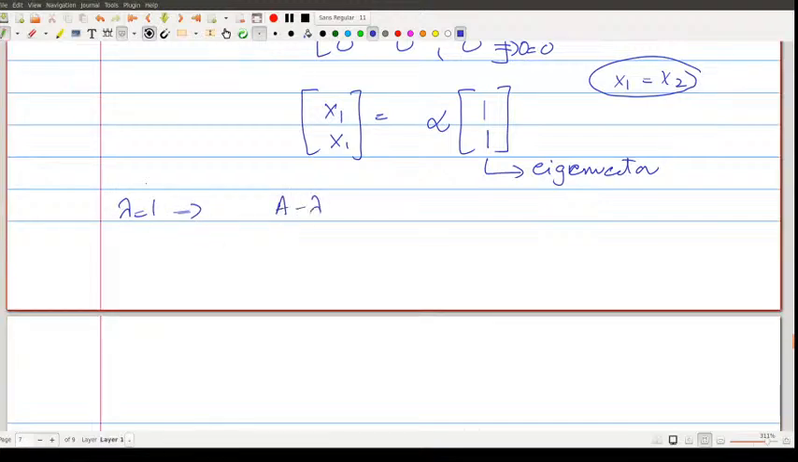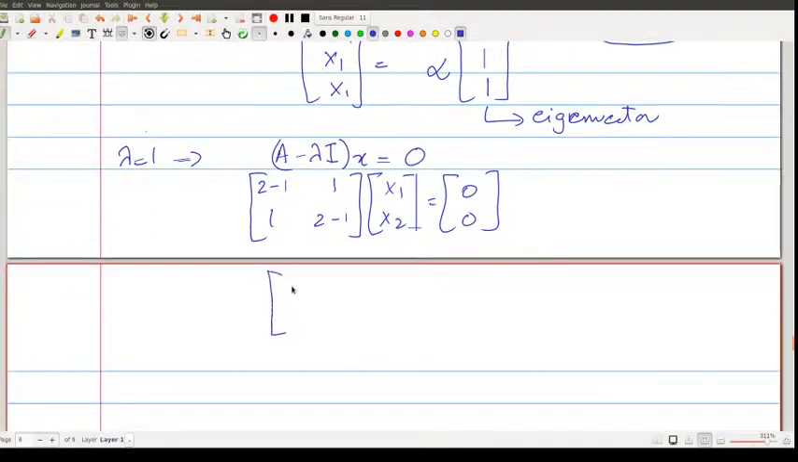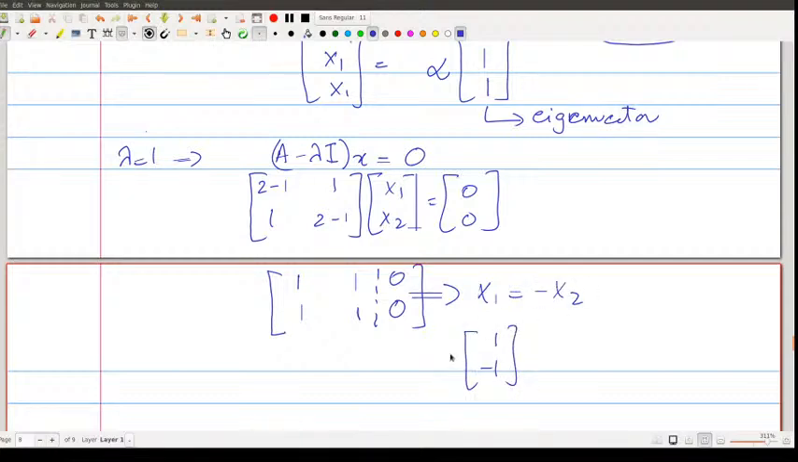We need to solve (A minus lambda I) x equals 0. So the terms are 2 minus 1, 1, 1, 2 minus 1, and x1, x2 equals 0, 0. Again, these are simple computations, but I'm doing as many as possible so you have an idea. So the equation in this case is this augmented with 0, 0, right? And we know what the solution is. The solution is x1 equals minus x2, and the eigenvector is going to be 1, minus 1, or you can write that as minus 1, 1, right?